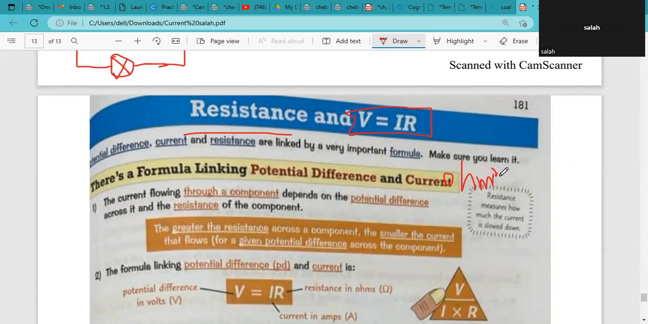A question: the resistance in chemistry and physics is different, right? I mean, the definition of potential difference in physics and chemistry is not the same, right? No, I said the potential energy.